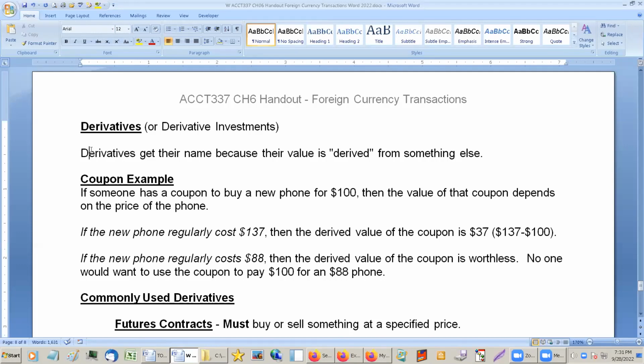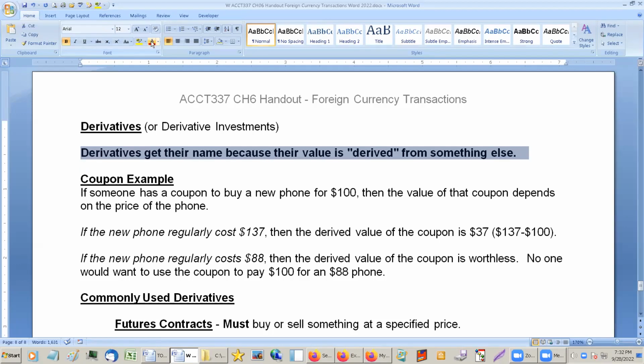However, it could also just be that I'm speculating. I say, okay, I think the rupee is going to go up or down, and I can make money on that by trading in these derivatives. So sometimes it's an investment, and sometimes it's there for the specific purpose of bringing stability to the business, so that you don't have these big translation swings up and down. Okay, so derivatives get their name because their value is derived from something else.